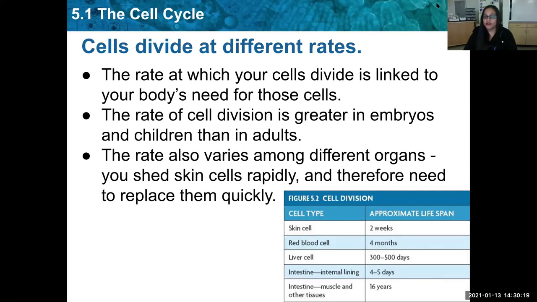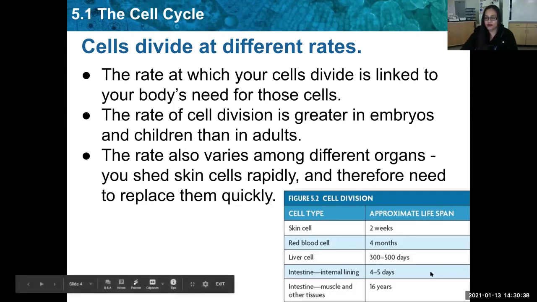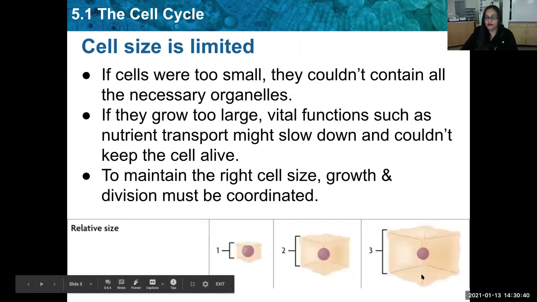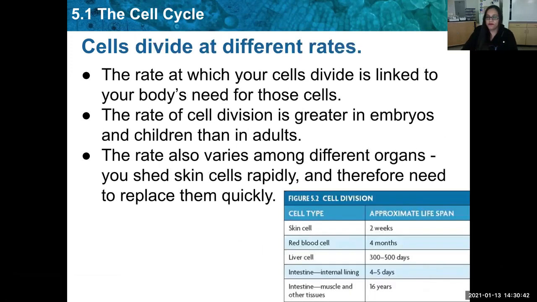The rate also varies among different organs. You shed skin cells rapidly and therefore need to replace them quickly. You can see in the chart, skin cells only last about 2 weeks before they get shed and become dust all over your house. So your body needs to make more every 2 weeks. Oops, sorry. Red blood cells last 4 months. On the bottom, intestines and muscle cells last 16 years, so your body doesn't need to make those so often.